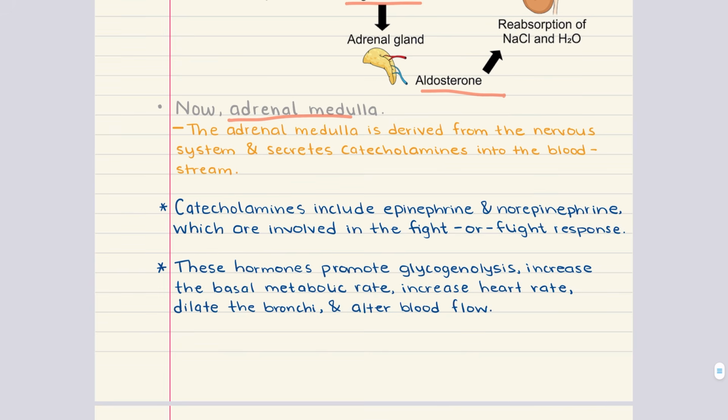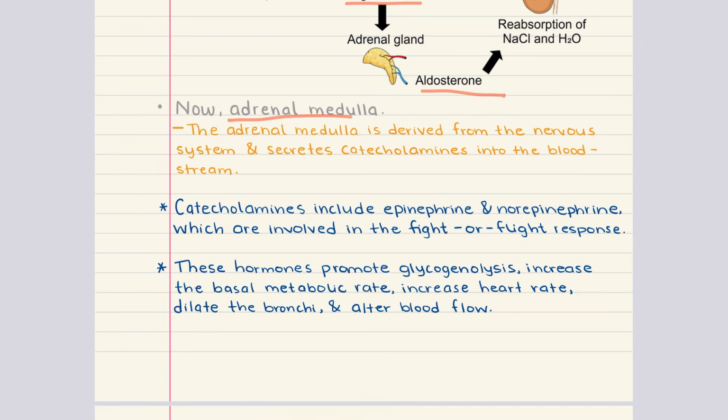The adrenal medulla is quite different from the adrenal cortex, both in terms of origin and function. Unlike the cortex, which is derived from the mesoderm, the adrenal medulla is actually derived from nervous system tissue, specifically from the neural crest. Now, because of this, the medulla acts like a modified part of the sympathetic nervous system. But instead of sending nerve impulses to target tissues, it releases hormones directly into the bloodstream.